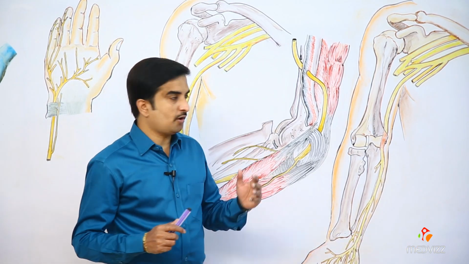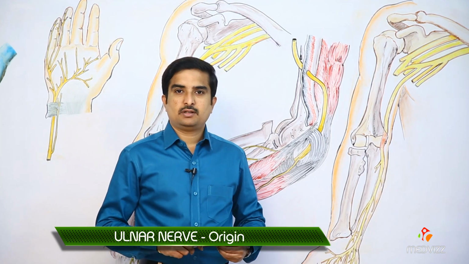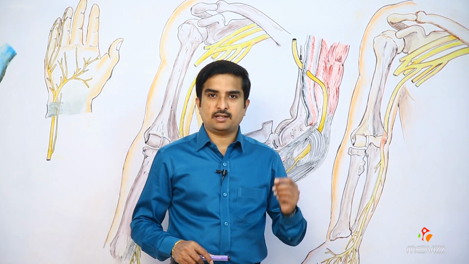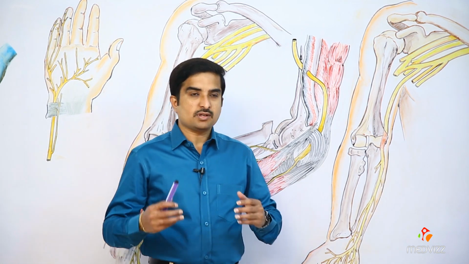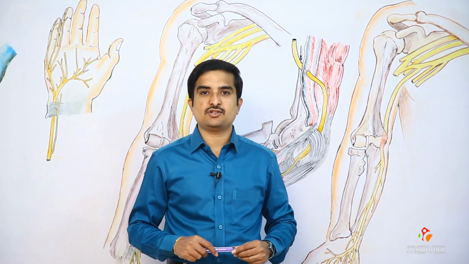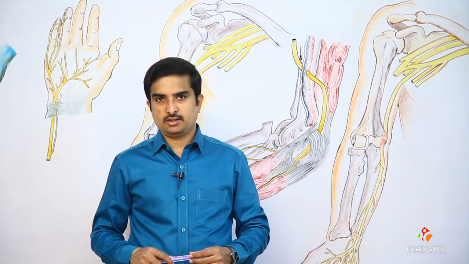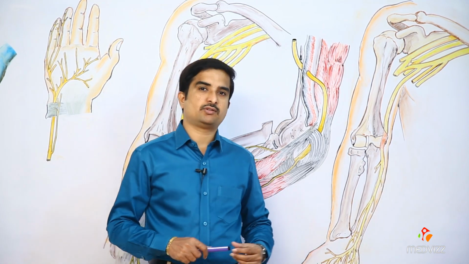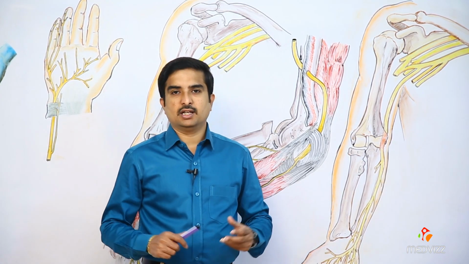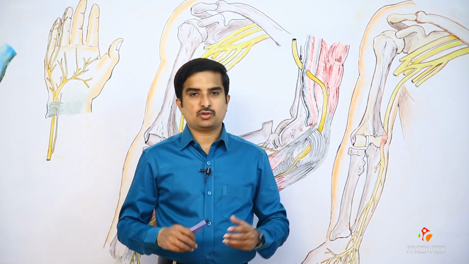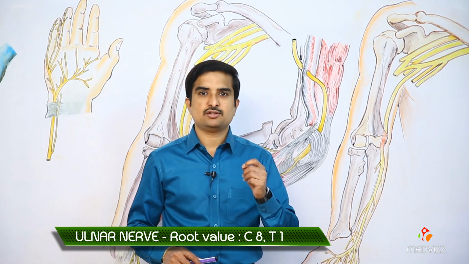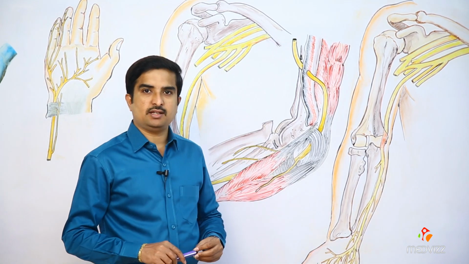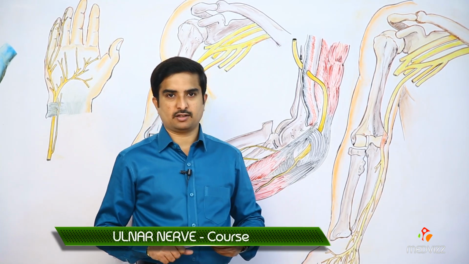If you see the origin of the ulnar nerve, as I already mentioned, it arises from the medial cord of the brachial plexus, which arises from the anterior division of the lower trunk. We all know that the lower trunk is formed by the nerve roots C8 and T1. So the root value of the ulnar nerve is C8 and T1, right? Next is the course of the ulnar nerve.